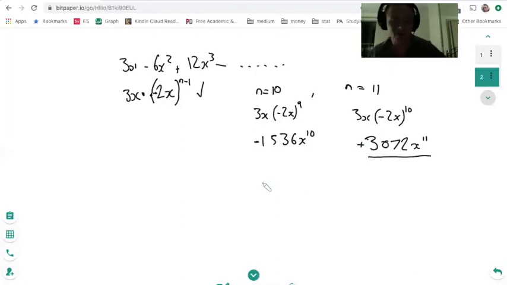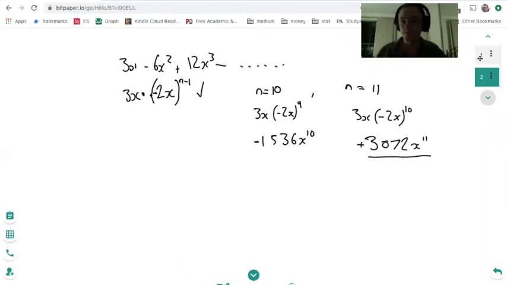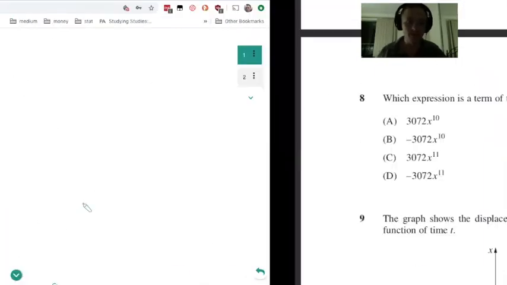Let's have a look. I think this is the answer we're looking for. 3072 x to the power of 11. To the power of 11, that is C. So question 8. Let's have a look.